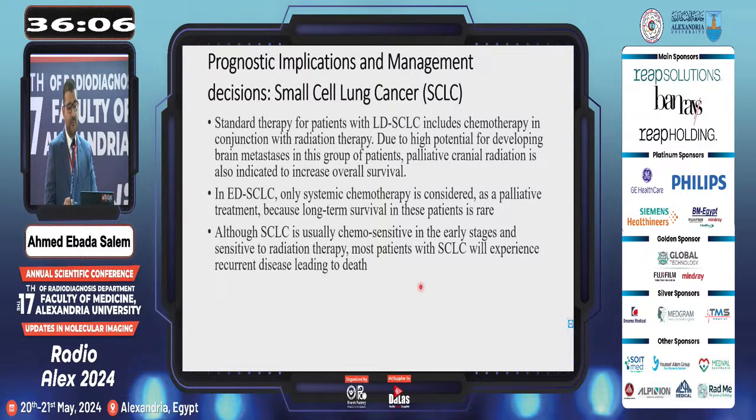Standard therapy for patients with limited disease small cell lung cancer includes chemotherapy, and they may actually have radiotherapy due to the high potential of developing brain mets in those patients. In extensive disease, the mainstay is systemic chemotherapy. They may get radiation as part of palliation.